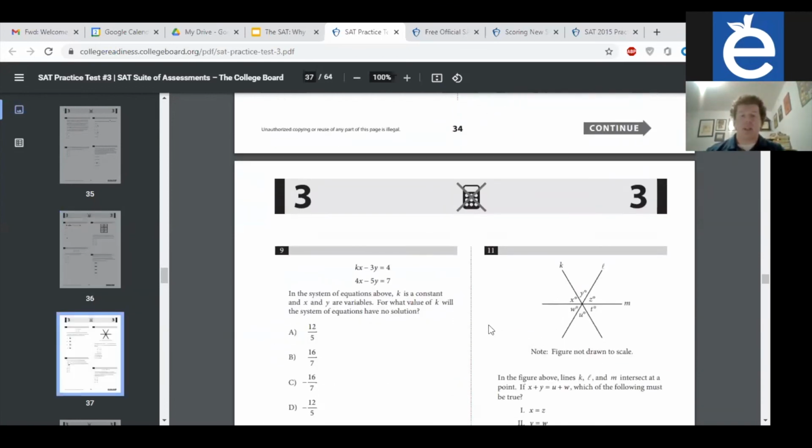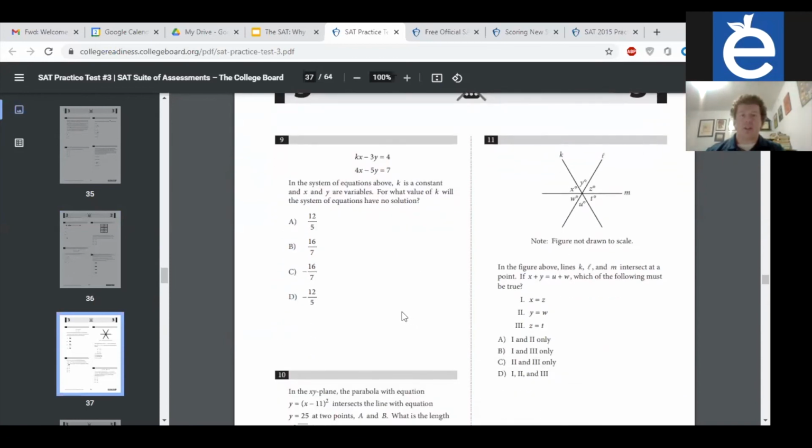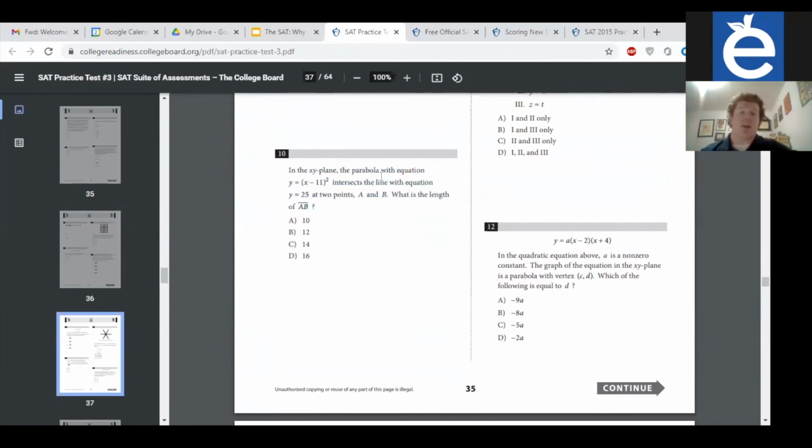Okay, let's see if there are any other good examples for us to go over here. Number 10: in the xy-plane, the parabola with the equation y equals (x minus 11) squared intersects the line with the equation y equals 25 at 2 points. A great place to start with a question like this is to sketch yourself a diagram. Even if you don't know exactly where anything goes, you know there's a line and a parabola and that they intersect. So once you have that visual, you can start putting the pieces together.